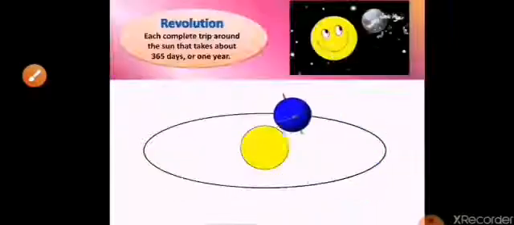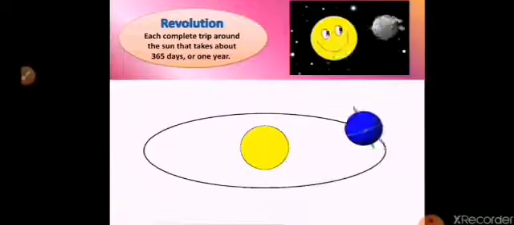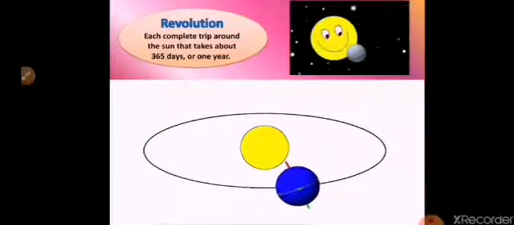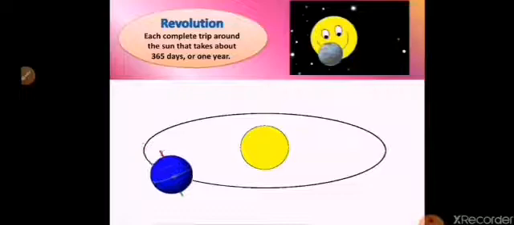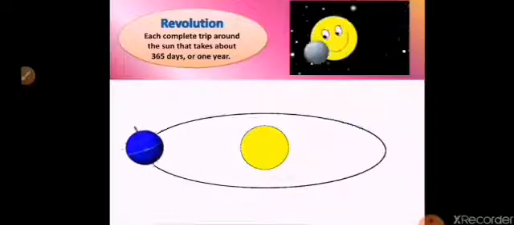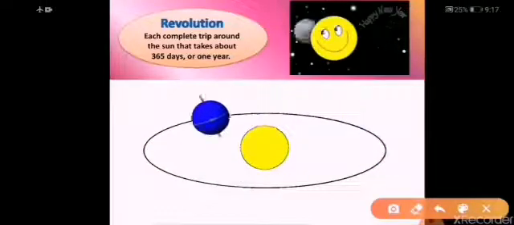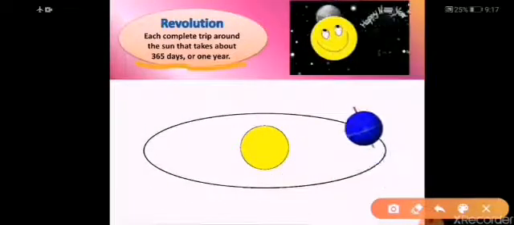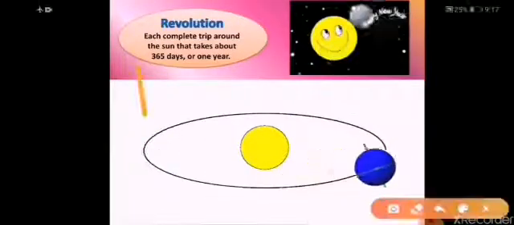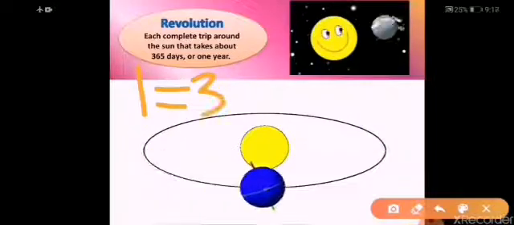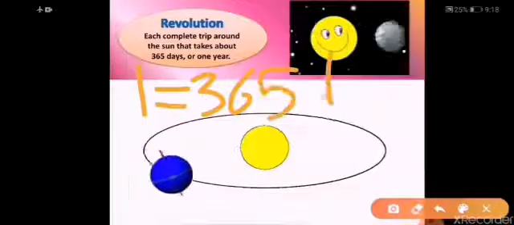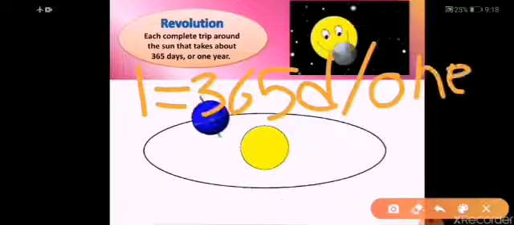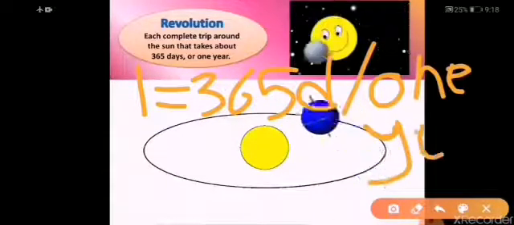Number 2, the Earth's revolution. If you can remember, we said revolution means that the Earth is moving around the Sun. And if the Earth wants to make one revolution around the Sun, it takes 365 days or 1 year. So, one revolution equals 365 days or 1 year. Okay?